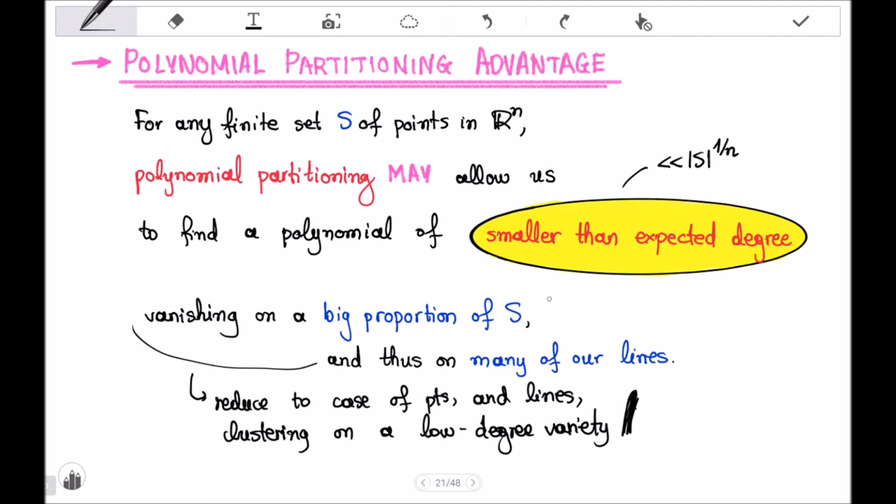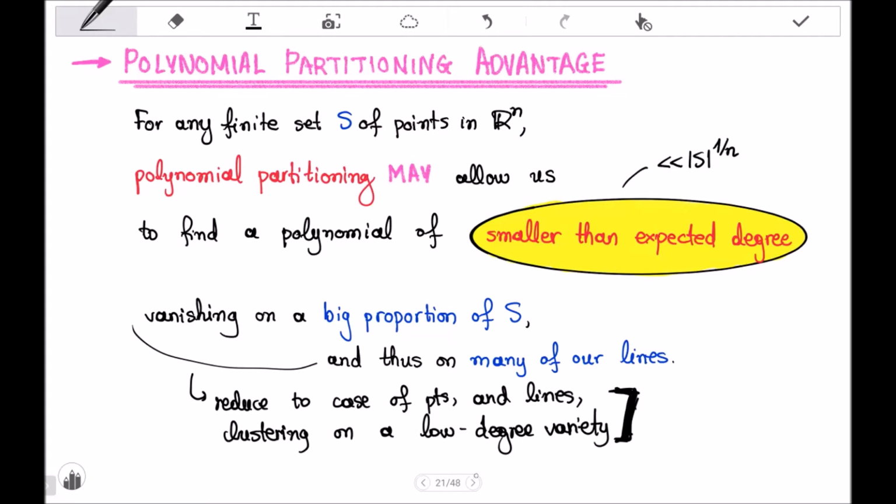I want to say that, you know, losing a proportion of your points and your lines is all right, because the problems we're interested in count incidences in terms of order of magnitude. So if you pick 50%, say, of your k-rich points, and you control the incidences for them, you don't lose anything. You have controlled them all. Okay, so this is the moral, that it reduces to situations where everything clusters, points and lines cluster on low degree varieties, lower than expected.